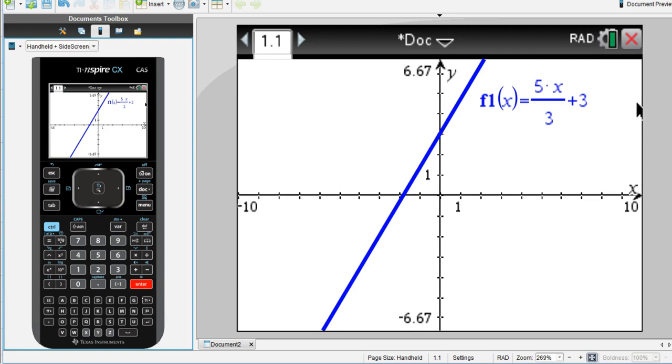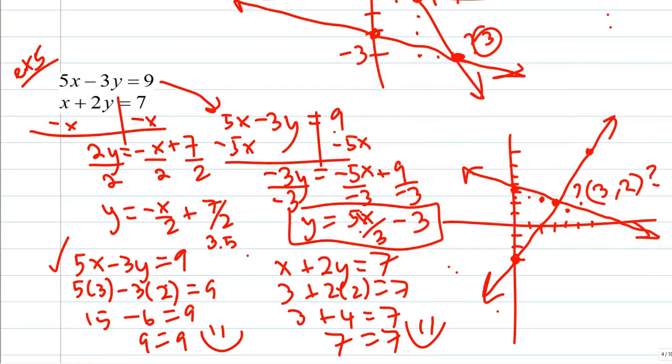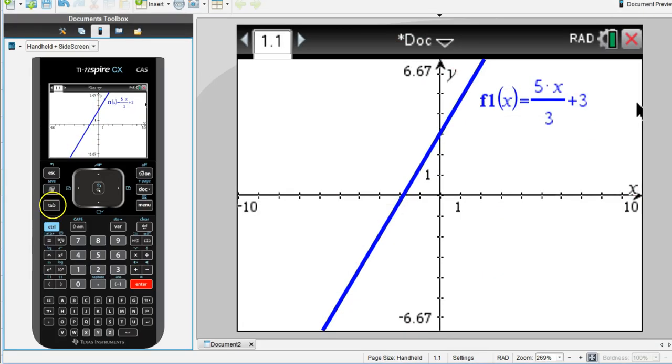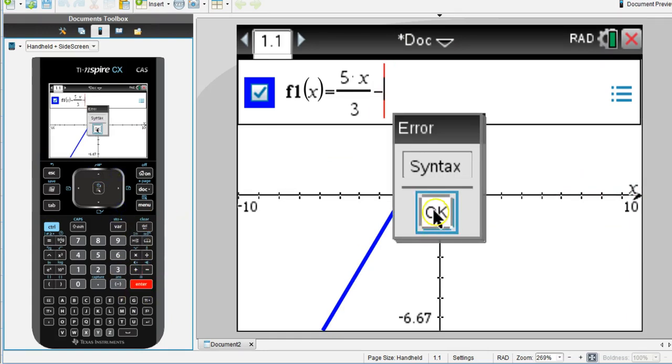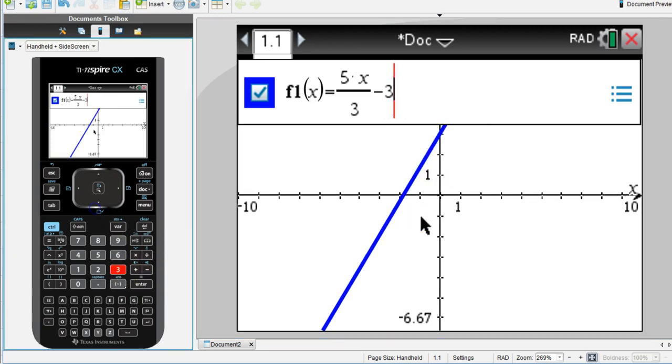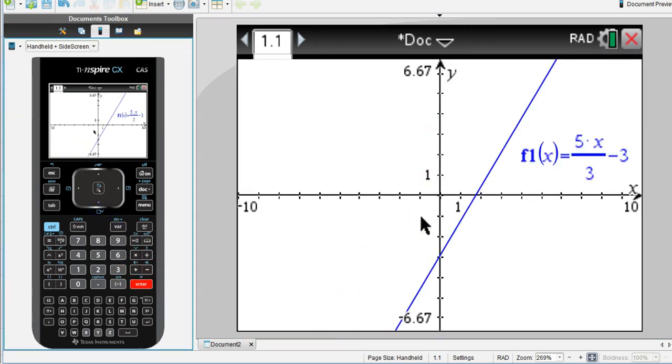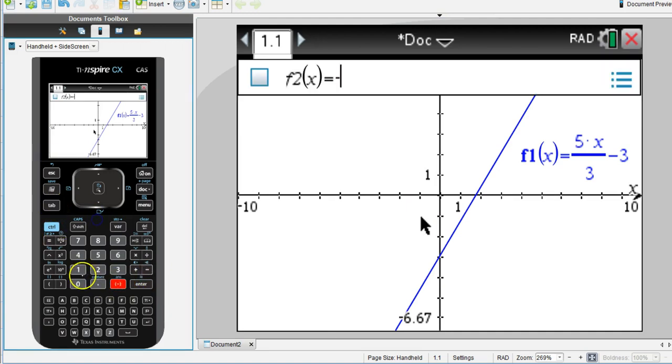There was our first equation. Don't feel like that's right. What was it? 5x over 3, oh, it's minus 3, that's why. So 5x over 3 minus 3. Come on, behave. There we go. That looks better. And our second one was negative 1 half x, or negative x over 2, and then it was plus 7 halves. Not cool, right?